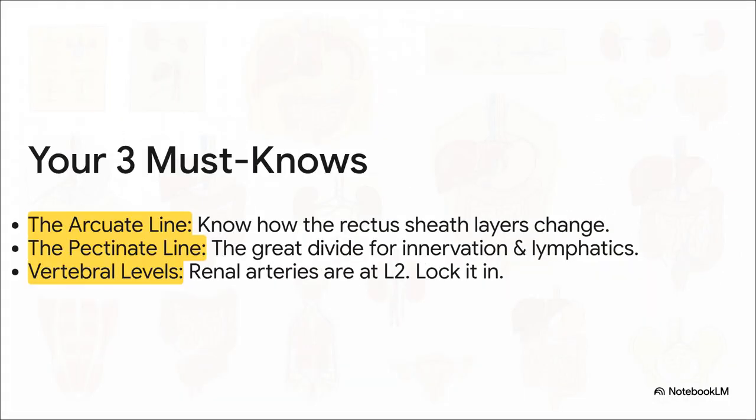Number 1, the posterior rectus sheath is only transversalis fascia below the arcuate line. Number 2, everything changes at the pectinate line, especially lymph drainage and pain sensation. And number 3, the renal arteries are at L2. Burn these 3 facts into your memory. They are reliable, go-to exam questions year after year.